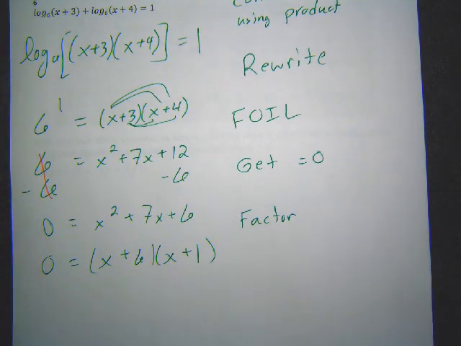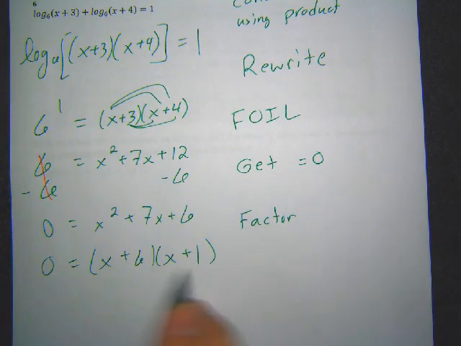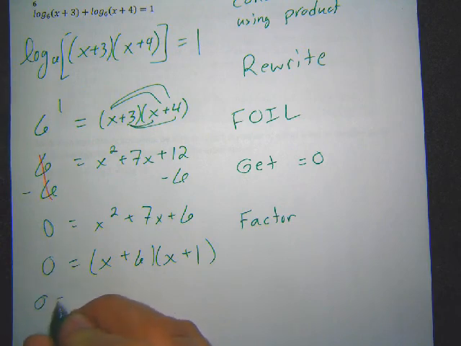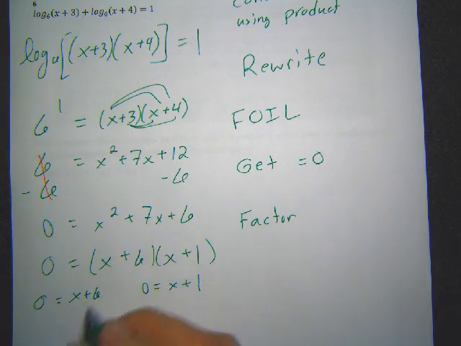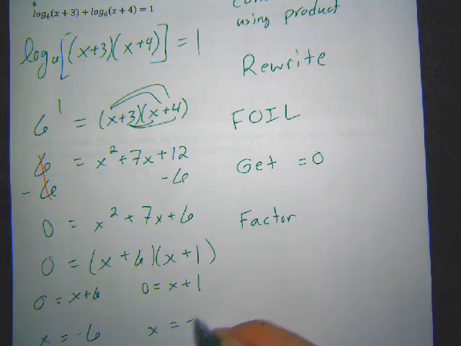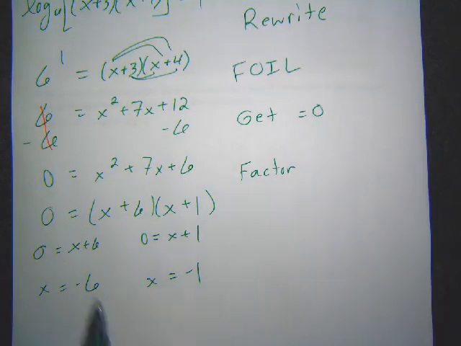Okay, now that we got it factored, I'm going to set both parts equal to 0. That's why we factor when it's equal to 0. So we get 0 equals x plus 6, 0 equals x plus 1. Subtract 6 across, so x equals negative 6. Subtract 1 across, so x equals negative 1. So those are our two answers, right? We got these two numbers for answers.